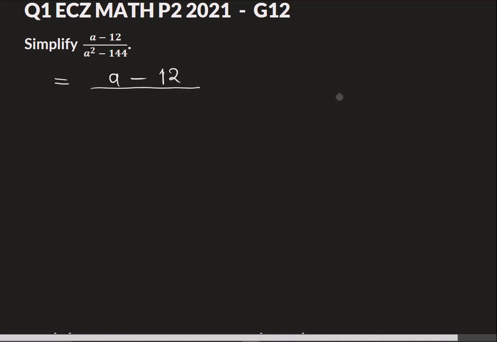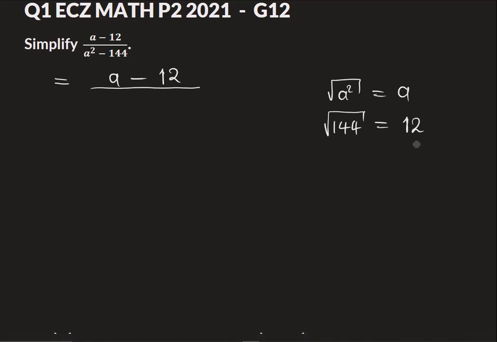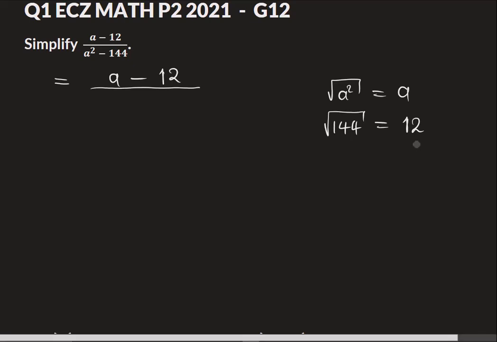However, in our denominator, we can see that if we find the square root of a squared, we're going to simply have a. If we find the square root of 144, if you know your multiplication tables, you should know this is 12. 12 multiplied by itself is 144. In an exam setup, you could just test a few numbers and you still get the same answer. So since we know what our square roots are, we have a plus 12 and a minus 12.